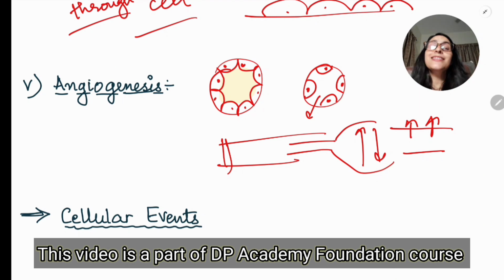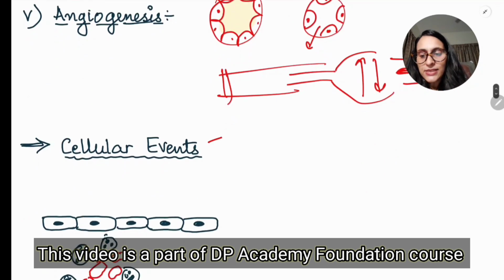Fourth one is stasis of the blood flow. Since a lot of plasma has gone out, the RBCs are concentrated here in the capillary or venule, basically the blood vessel. And here, since the RBCs are packed, there is increase in the viscosity. Blood becomes thick and it becomes sluggish. So there is stasis of the blood flow. These are the 4 vascular events.